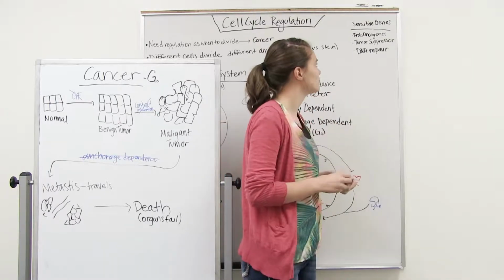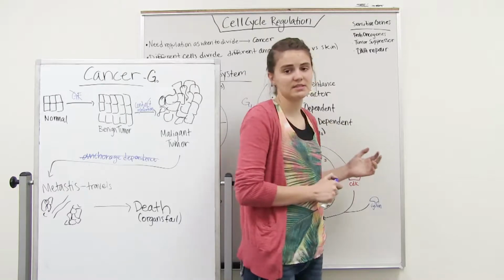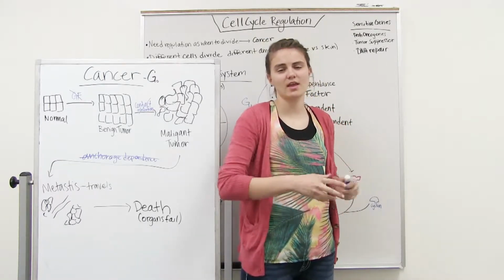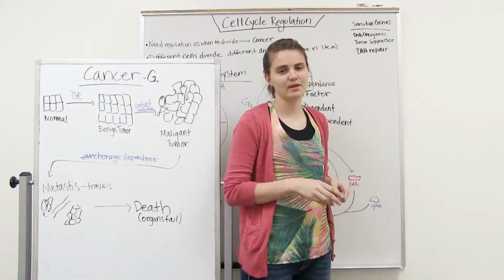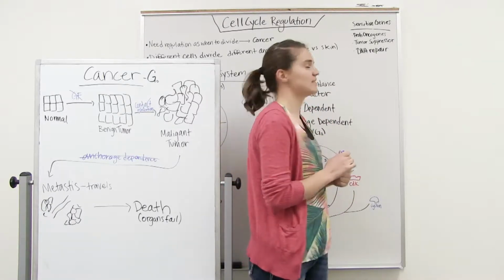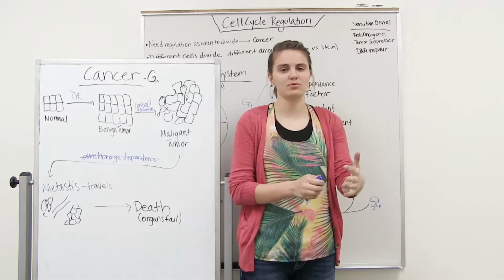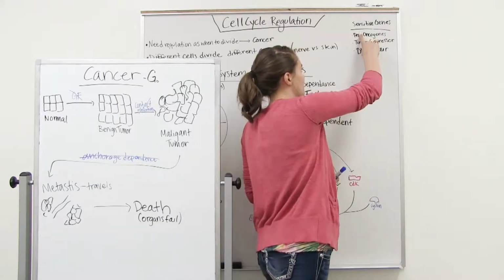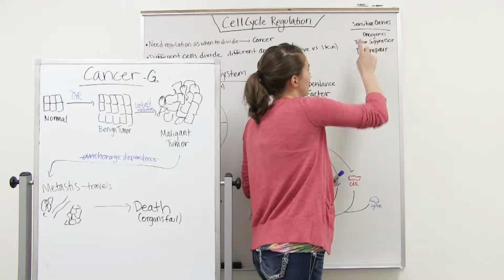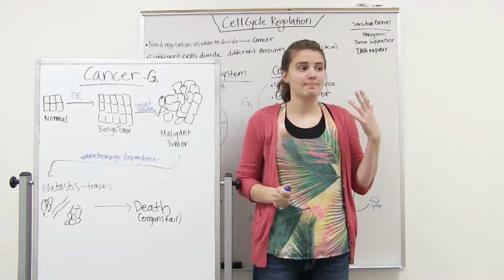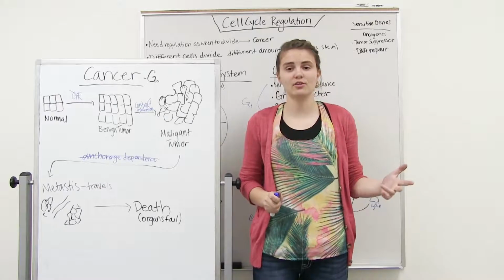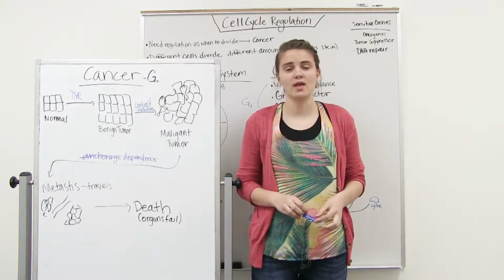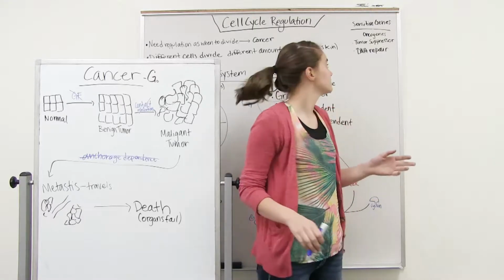But the first one is proto-oncogenes, and they kind of have to do with starting division. They're kind of like the gas pedal if we're comparing this to a car. So they tell the cell to go forward with cell division. If they experience a mutation, then they become what we call oncogenes. And oncogenes accelerate cell division too fast, and they cause cell division to happen when it's not supposed to, and that can cause problems.